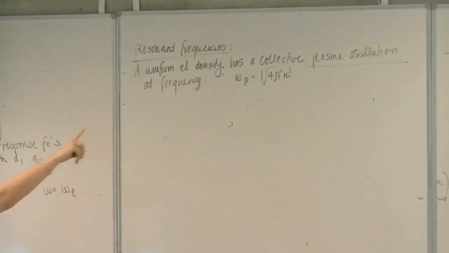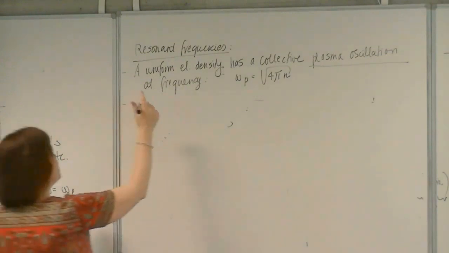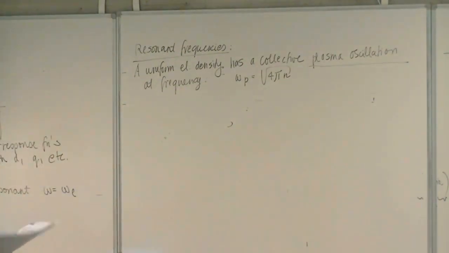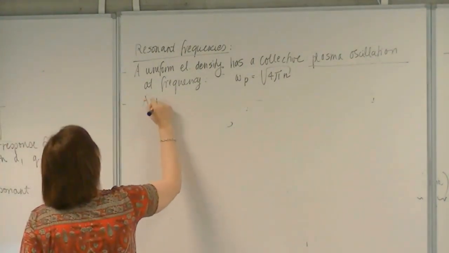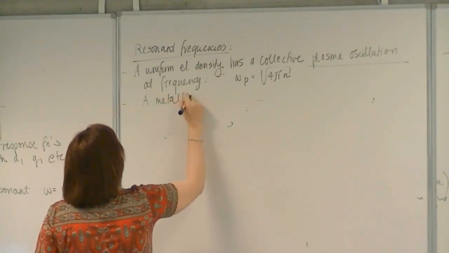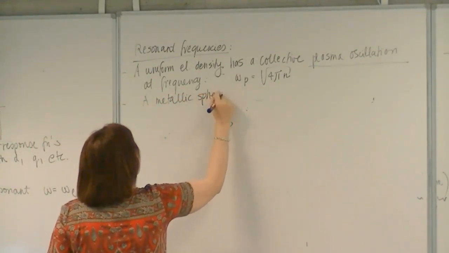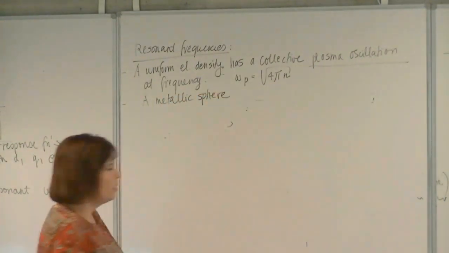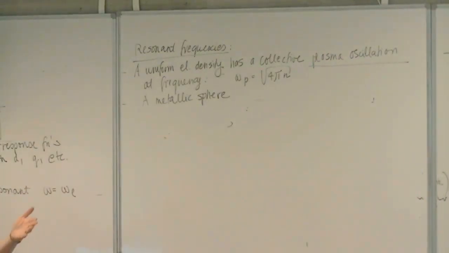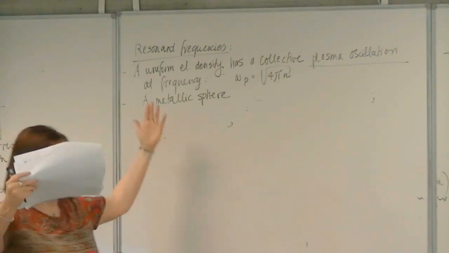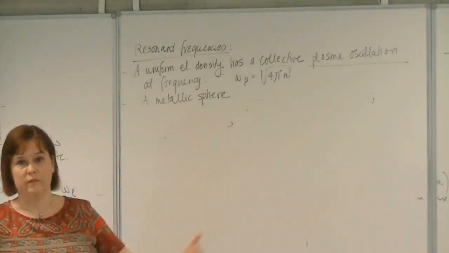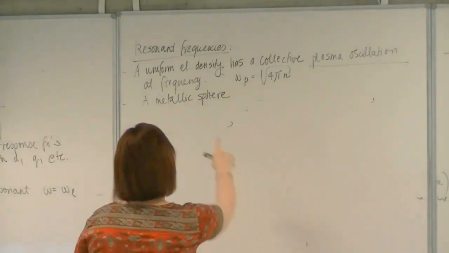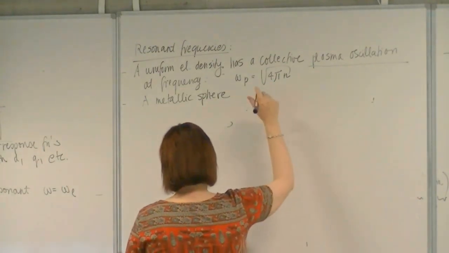Okay, so this is the uniform electron density of an infinite system, but what if we have a finite system? We have a metallic sphere, as an interacting fragment relevant for van der Waals interactions, like a molecule. Well, the molecule is not really metallic, but kind of a sphere or something which is relevant for van der Waals interaction.